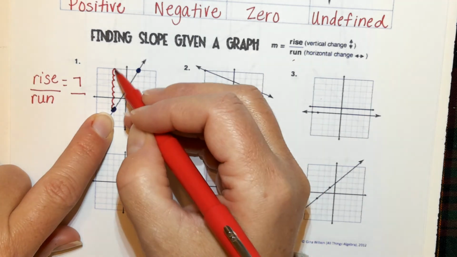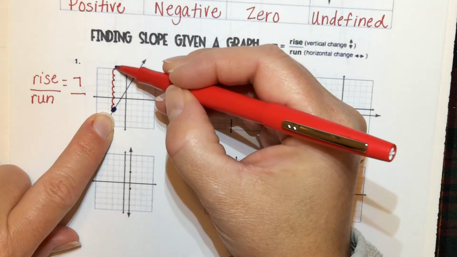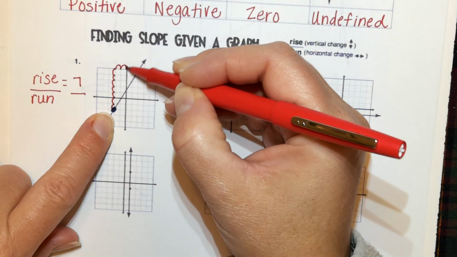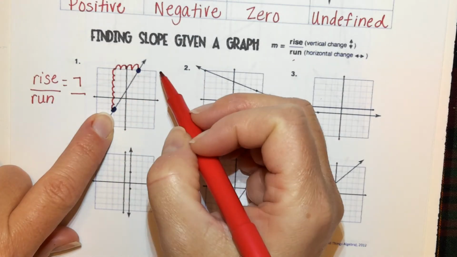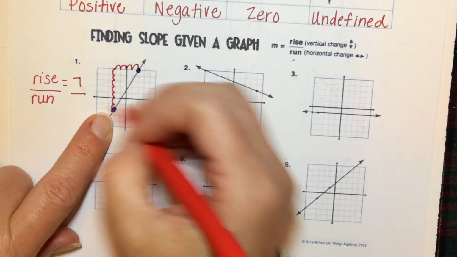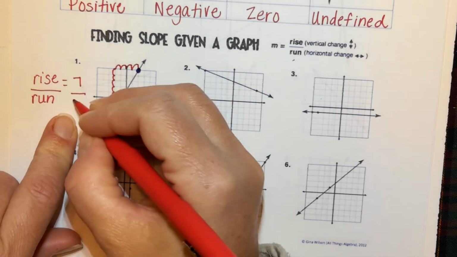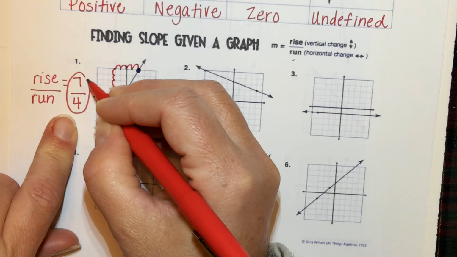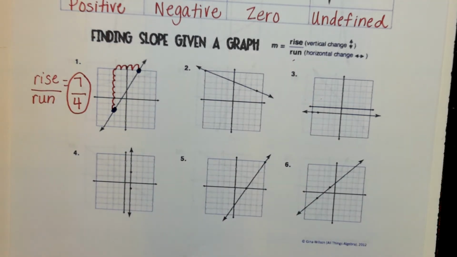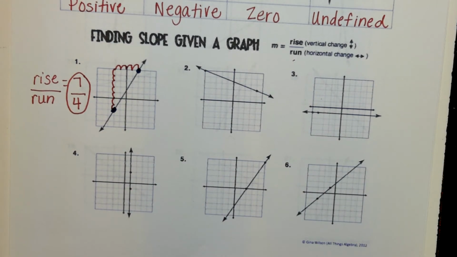Now, the bottom number is the run. That's the change side to side. So, here we are. We're trying to get over here to this right position. So, once we go up 7, we go over 1, 2, 3, 4 jumps, and moving to the right is considered a positive movement, just like it would be on a number line. So we have 7 over 4, and that's it.